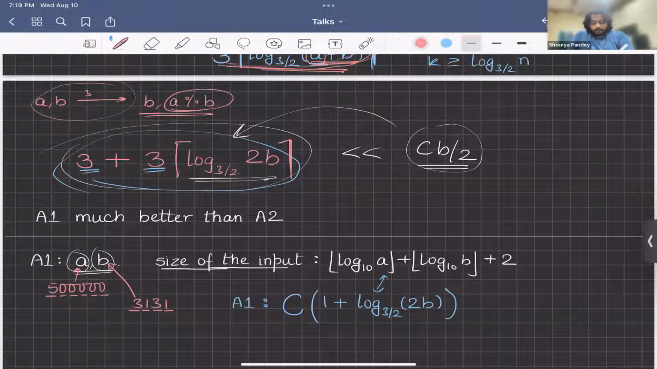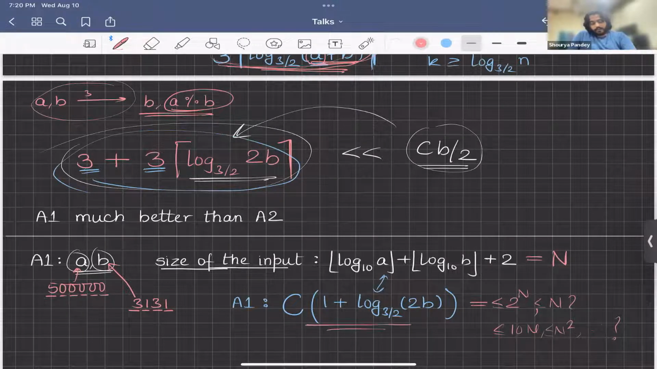If this number is n, then is this like the square of n, or like 2 raised to n, or does it behave like n, or like 10n, or like n square? So what is the behavior? How is this related to the input? If I give you an input, how long does it take you to compute the GCD in terms of the size of the input? How is this related to this is what I'm asking.